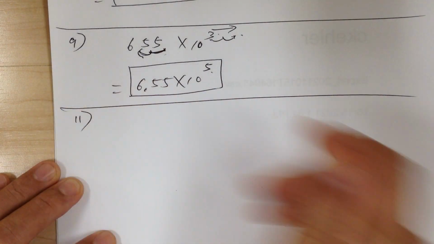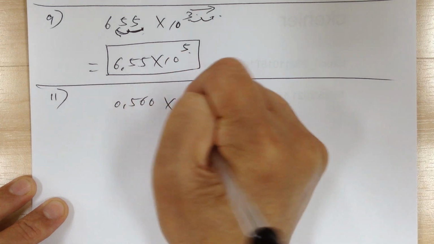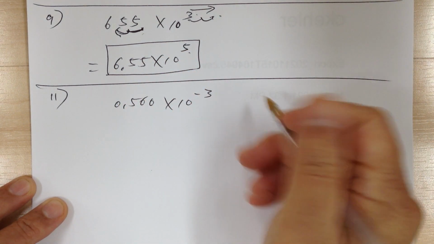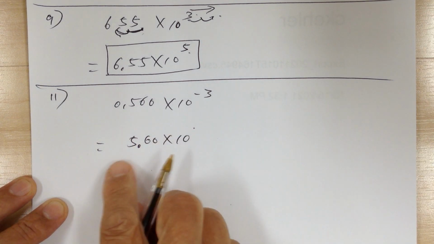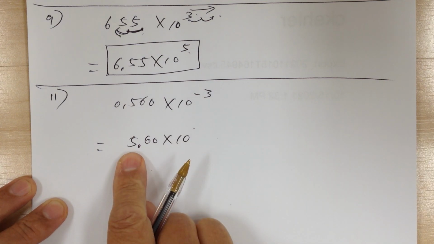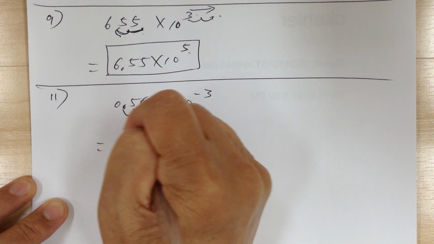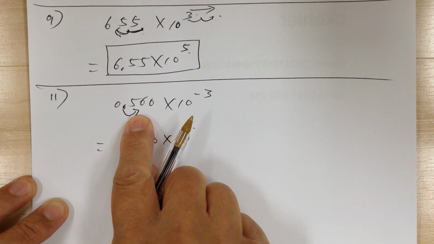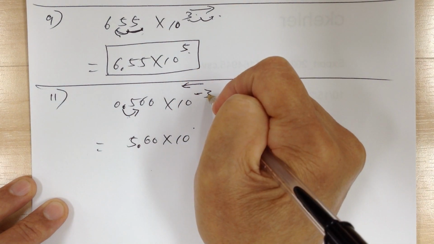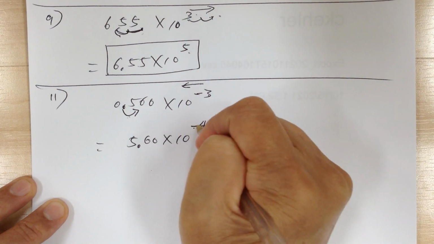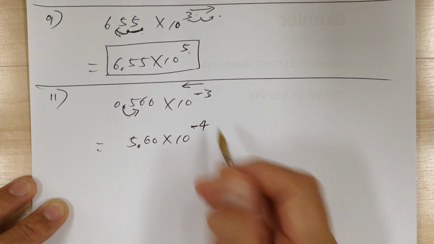Okay, number 11. You got 0.560 times 10 to the -3. So right away you're going to write down 5.60 times 10 to the something, right? Again, this is your standard form for scientific notation: 1 digit before the decimal and everything after the decimal. Right now your decimal is over here, so you have to move 1 this way. So that means you have to move the -3 1 this way. So if you start at -3 and you move 1 this way, you're going to end up with -4. Again, you move 1 over this way, you have to move 1 over this way, and so you end up with a -4.